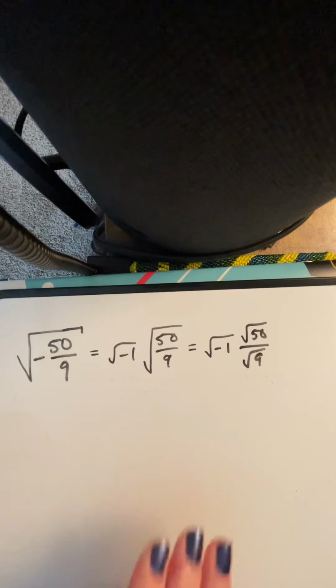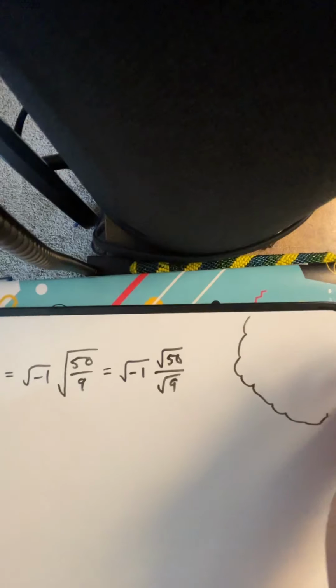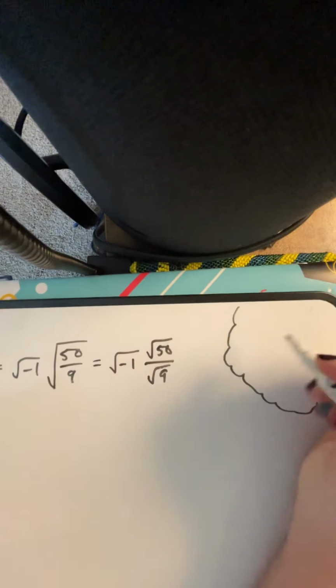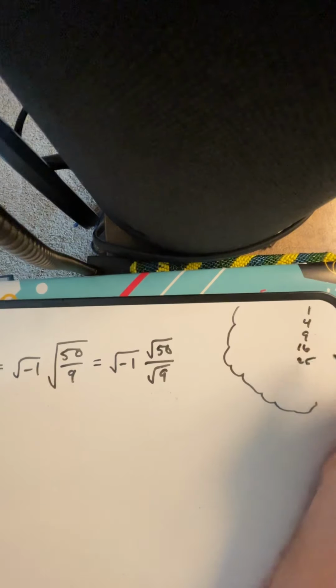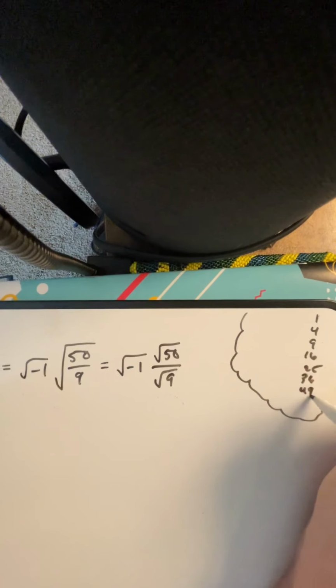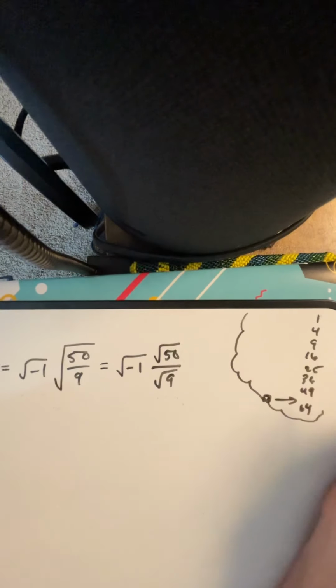Now the square root of 9 we can evaluate, which will give us 3. The square root of negative 1 we can evaluate, which will give us i. And we need to do a little bit of side work for the square root of 50. So I'm going to put a little side work cloud over to the side. We have 1, 4, 9, 16, 25, 36, 49, 64. 50 lives between 49 and 64.